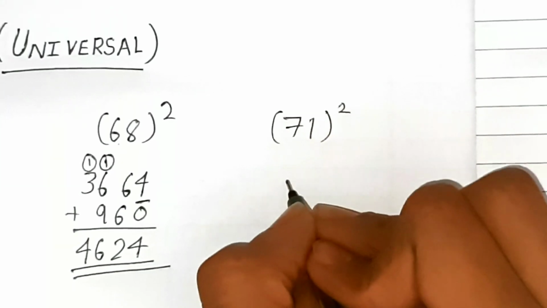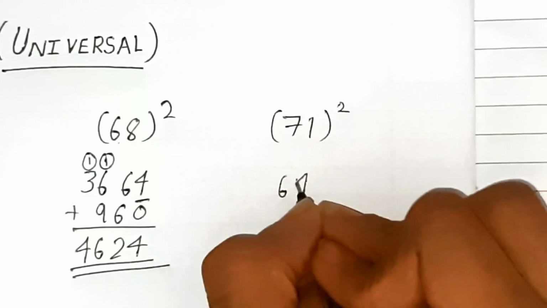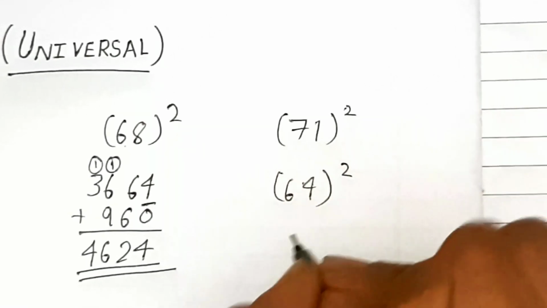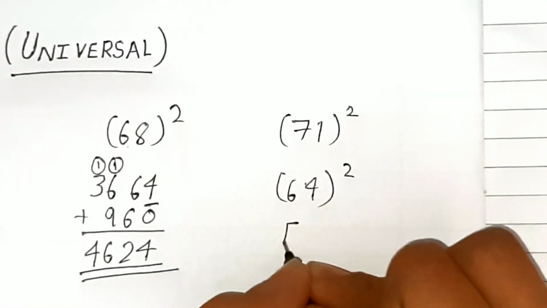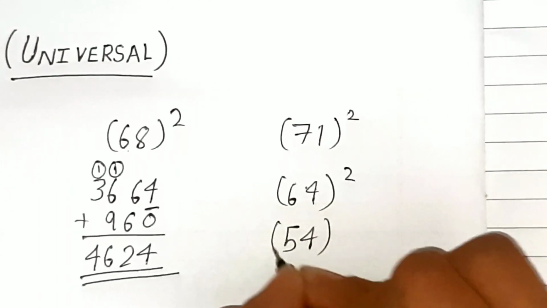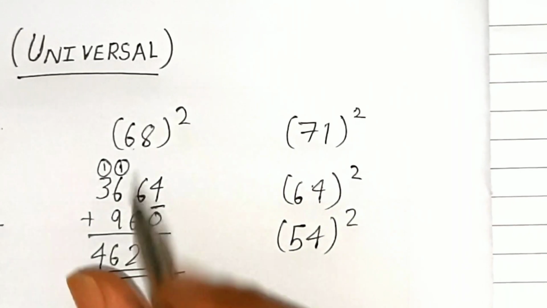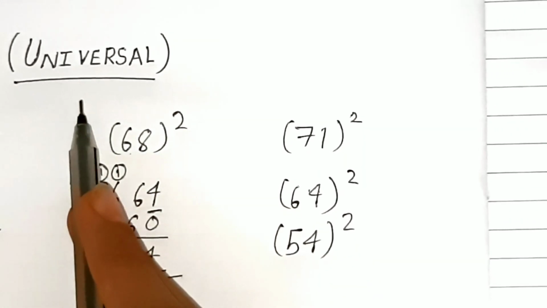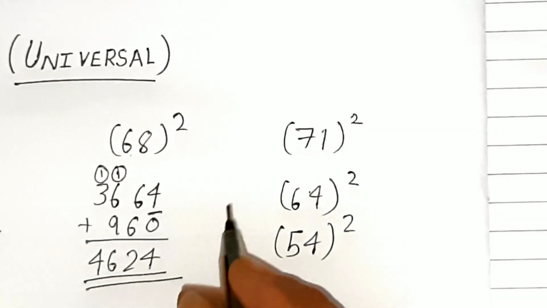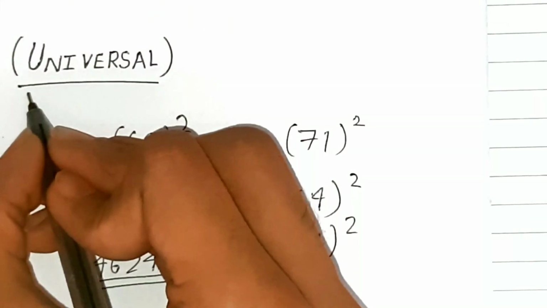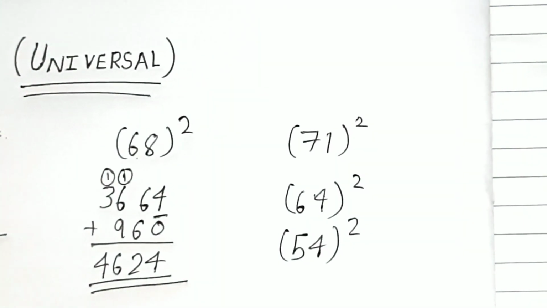So now let's try 70. You can try these on your own. 71, you can do 64, 54. You can take any number. And you can also do 54 by the other trick. This is a universal trick. It would work if you can't remember the other tricks, just remember this one because this is universal.